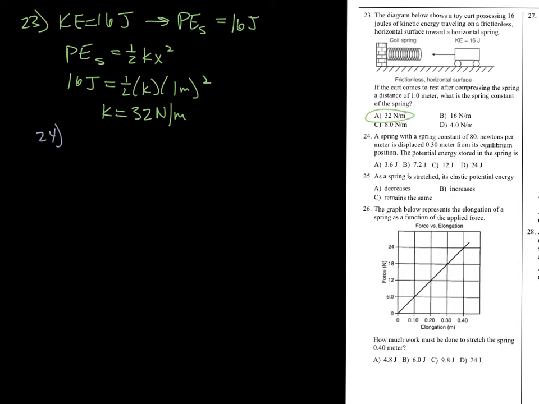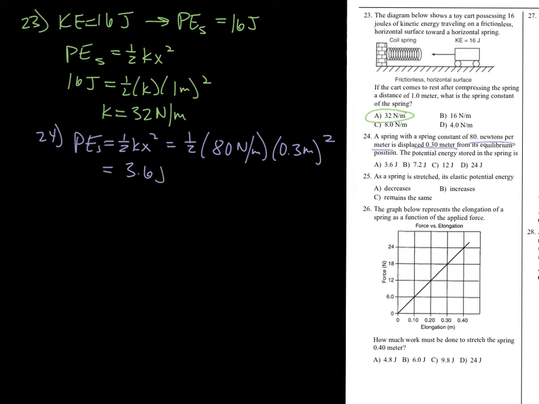24. Looking once again, PES equals 1/2 kx squared equals 1/2, our K they gave us is 80 newtons per meter, displaced 0.3 meters. That's how much x is. Don't forget that's squared. That's now equal to 3.6 joules, choice A.